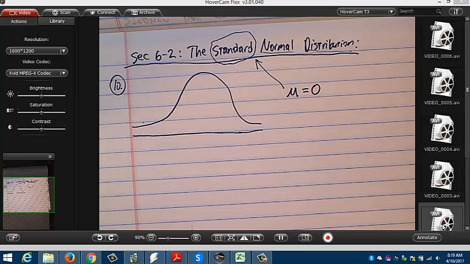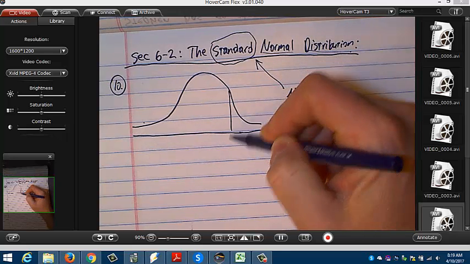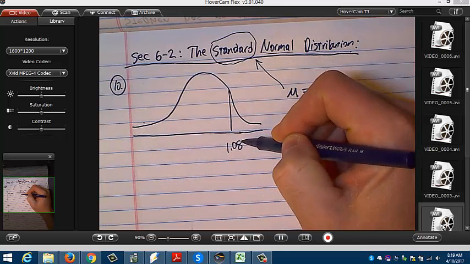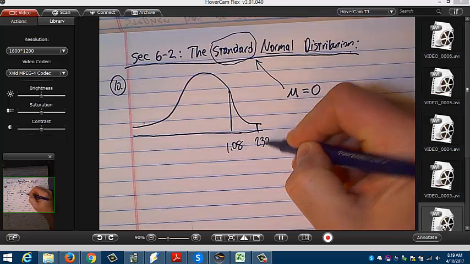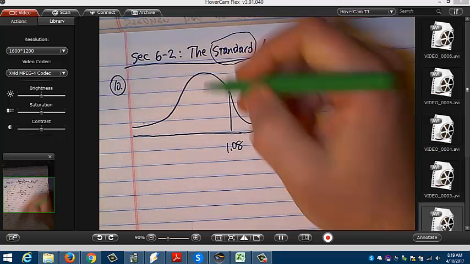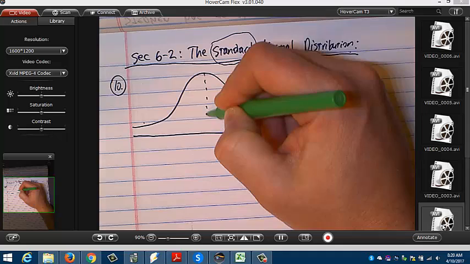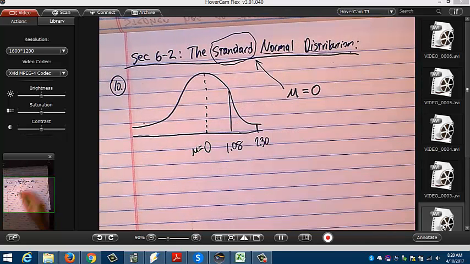By the way, that means on the picture, for this number 10, you'll notice I had 1.08 right here, and I had 2.30 right here. I didn't draw it, but I could have told you right in the center, what value is that? That's 0, because that's the mean. The mean is a measure of center. Does that make sense to you guys?